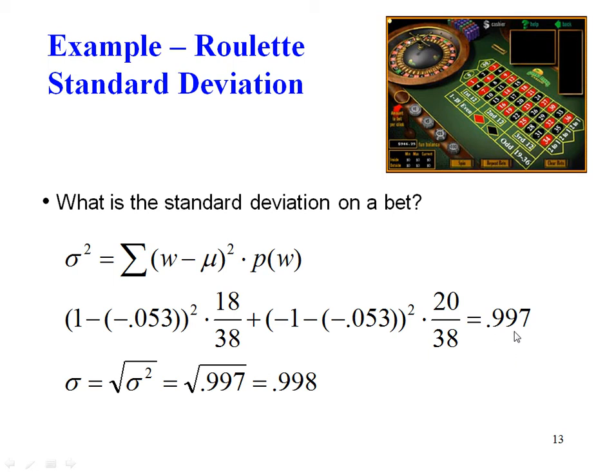So the variance turns out to be very close to 1. We take the square root of that for the standard deviation, even closer to 1. So the standard deviation is about 1. It doesn't matter too much, I just wanted to show you the calculation.